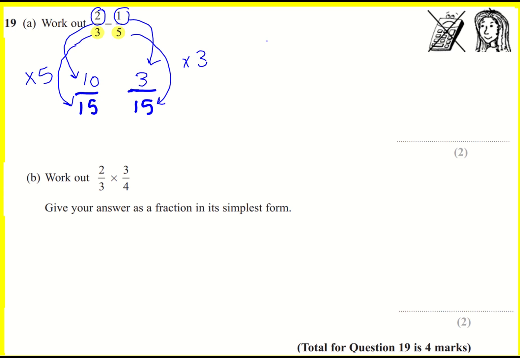And then what are you doing in the final step? Well, you are subtracting the numerators. Pay attention, is it add or subtract? It's subtract. So now that you've got a common denominator, you can simply subtract the numerators. So 10 take away 3 is 7, so your answer is 7/15.